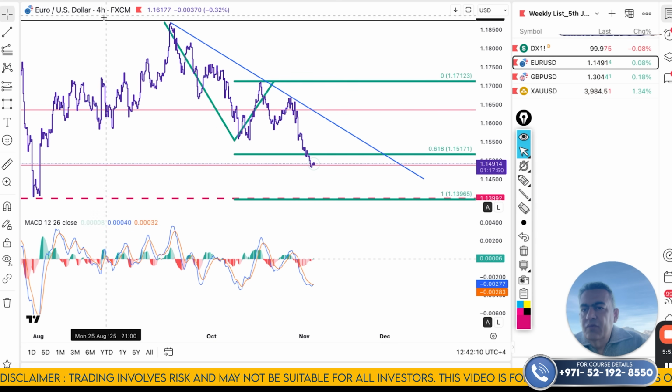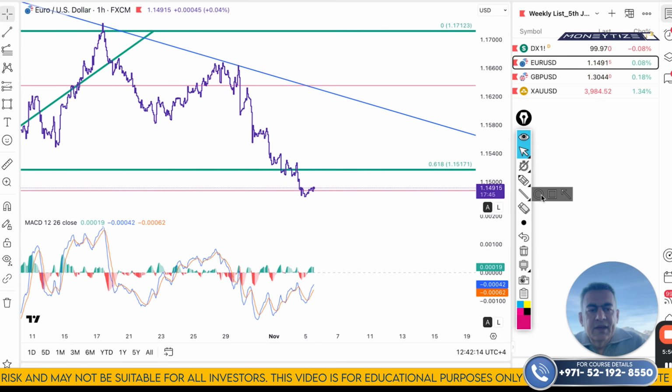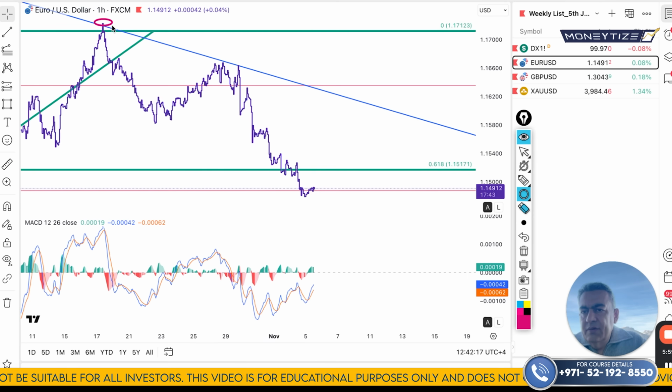Now I'll be switching to the 1 hourly frame here. Now on the 1 hourly frame, I'm going to apply the second extension in the bearish direction. So this is our point A, point B, and point C.